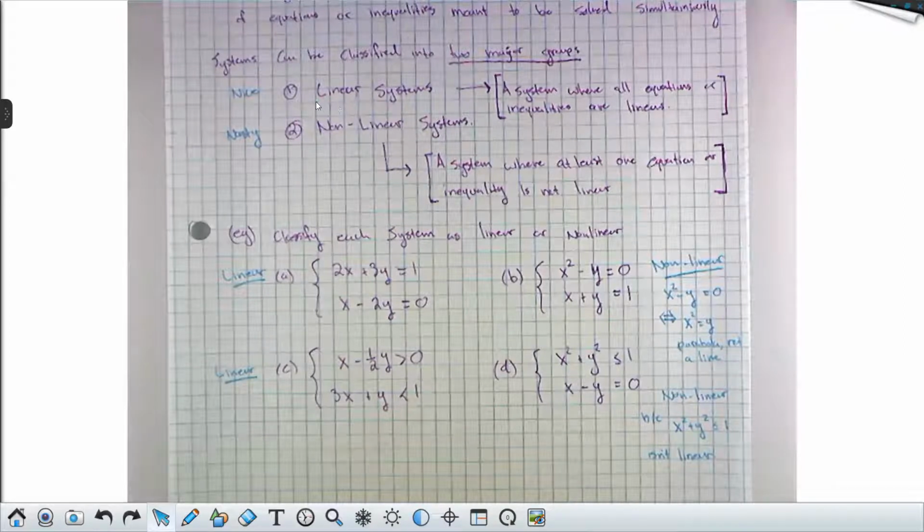Okay, so classifying systems as linear or nonlinear isn't tricky. I want to now talk a little bit about how to solve linear systems, specifically linear systems of equations. So we're not going to worry about inequalities at first. We're going to worry about equations at first. Any questions on this example?